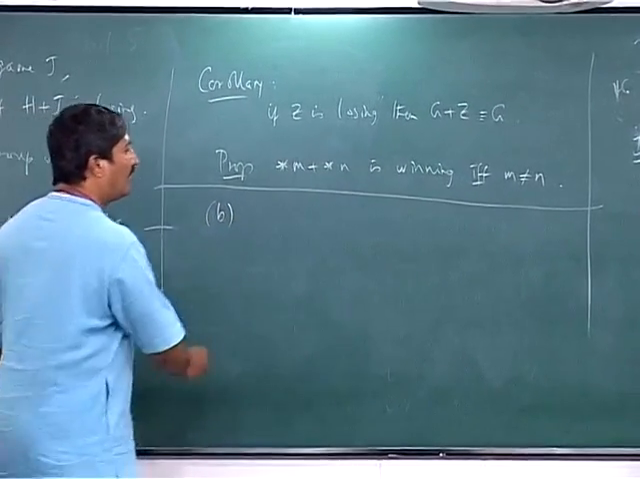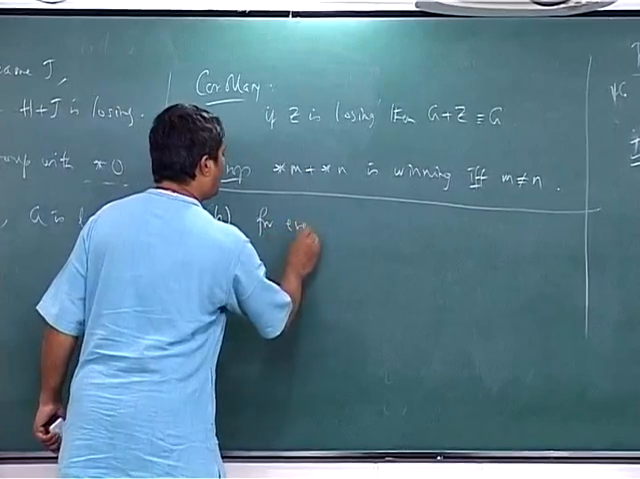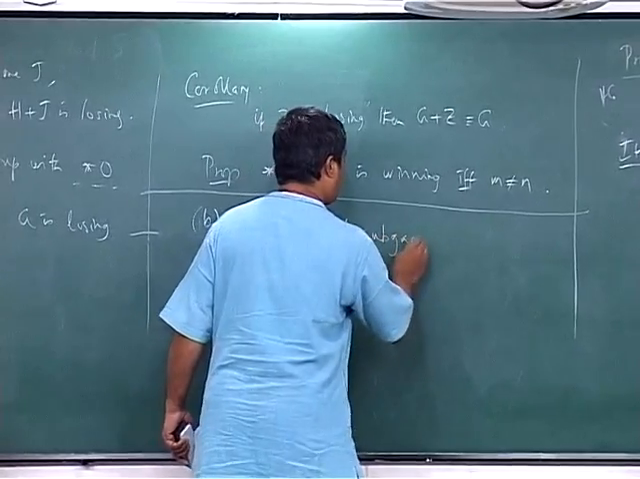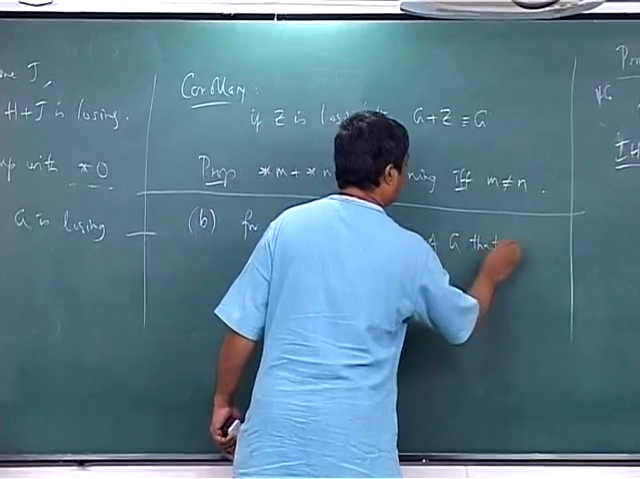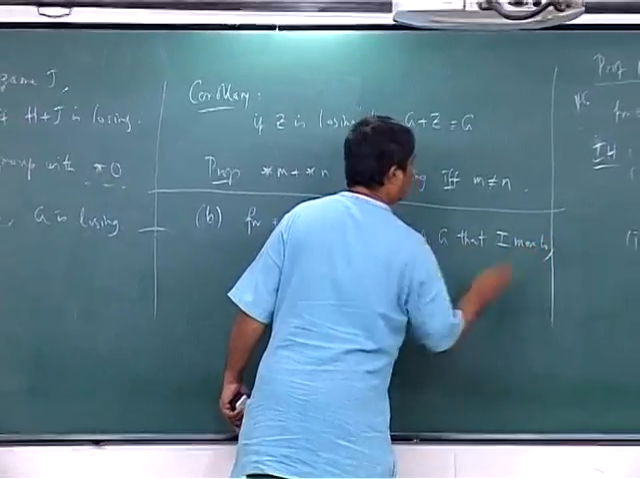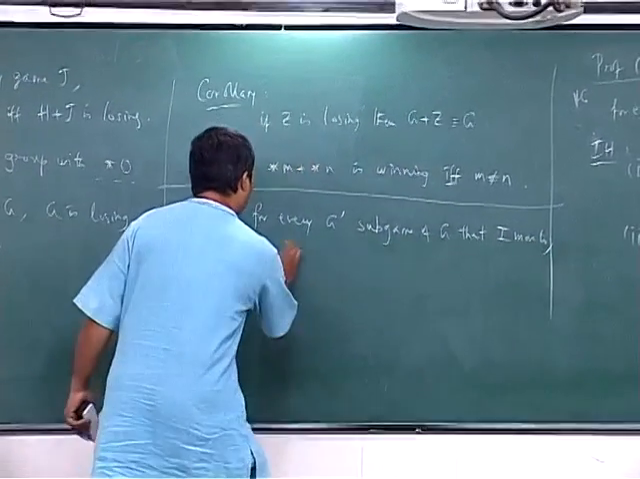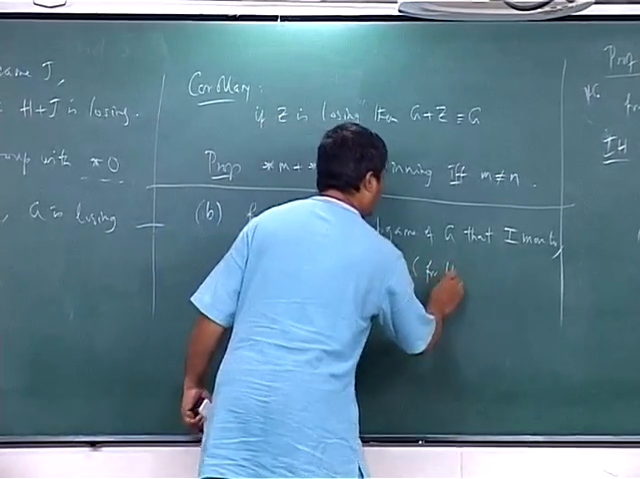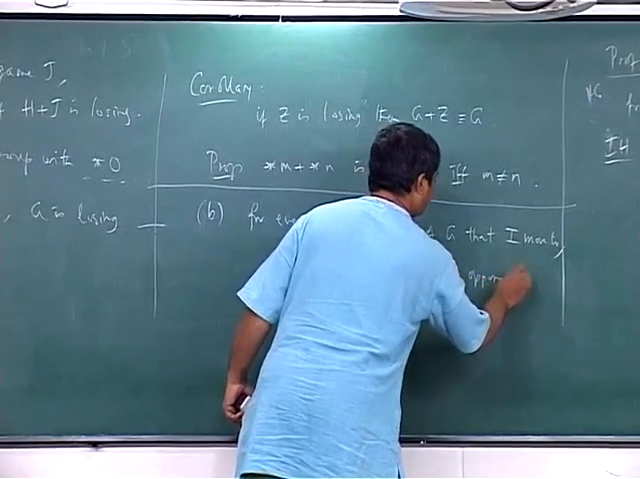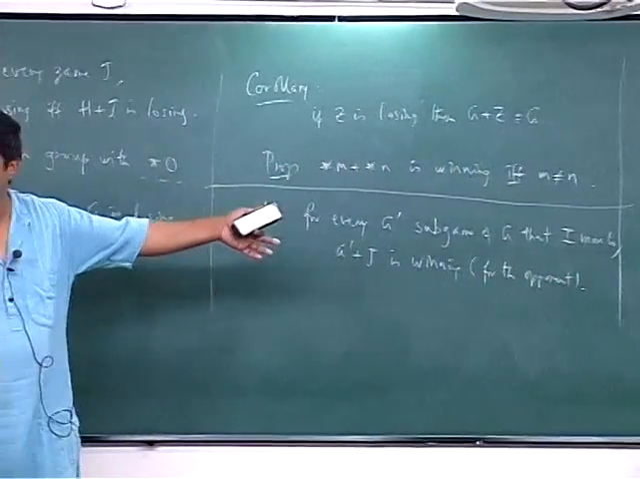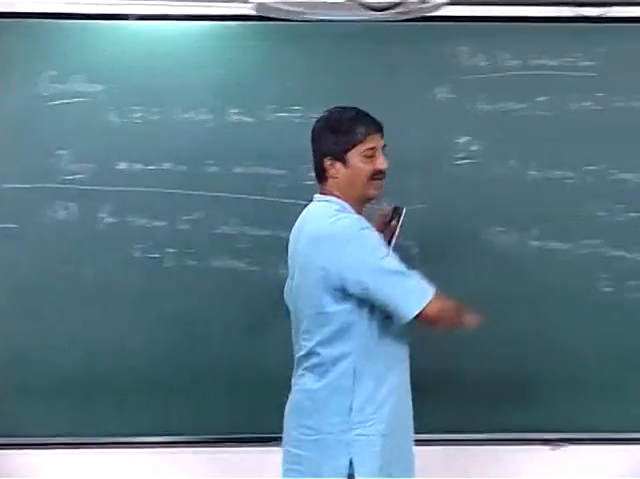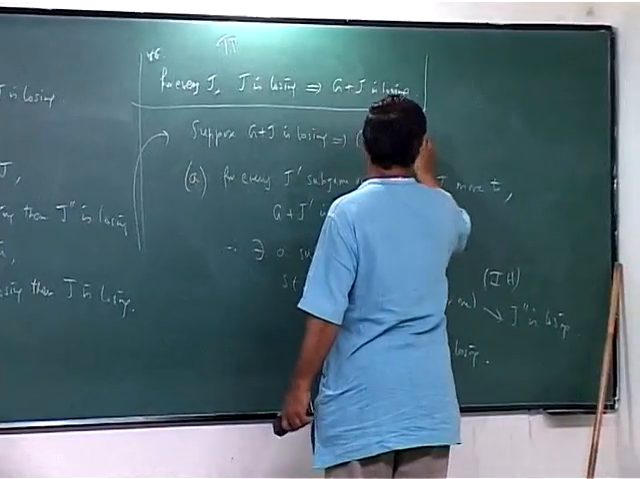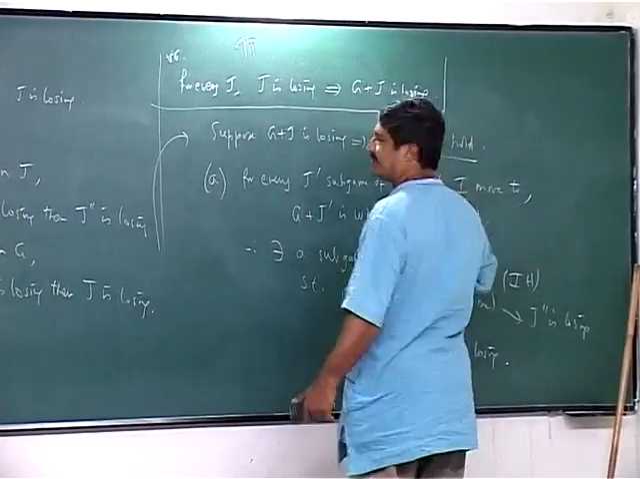B. G plus J is losing also means for every G prime subgame of G that I move to, G prime plus J is winning for the opponent. Same thing, right? Both of these conditions must hold. G plus J is losing means A and B hold.